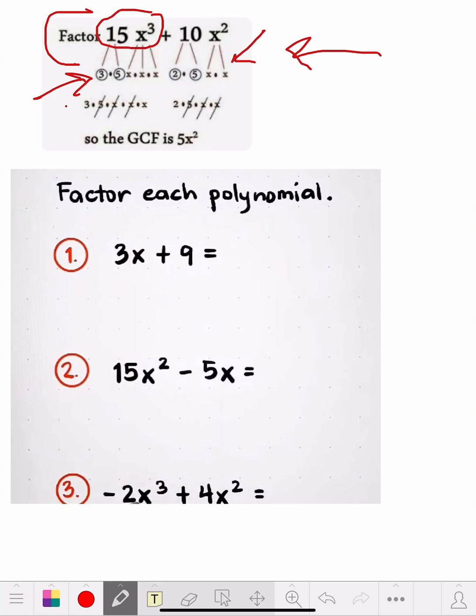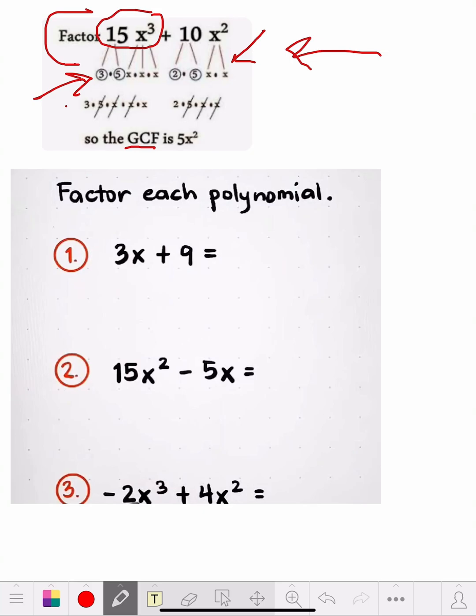Now, what do these have in common? Don't forget, what we're looking for is the greatest common factor. GCF stands for greatest common factor, so we're looking for what's in common. The 3 and the 2 are not in common with each other. 15 isn't divisible by 2, so that doesn't work. But the 5 is.